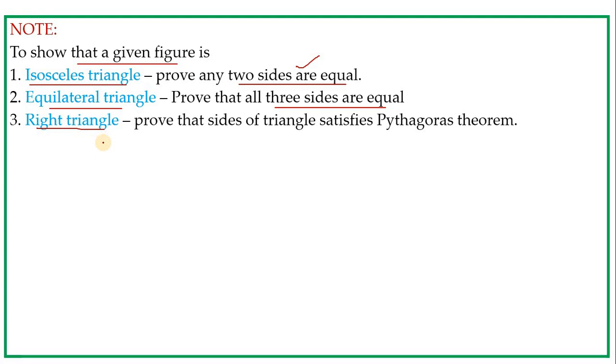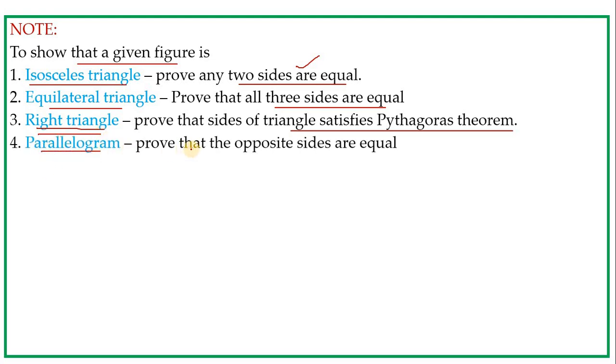To show a right angle triangle, we have to satisfy the Pythagoras theorem. And you know how to satisfy the Pythagoras theorem: the square of any one side is equal to the sum of squares of the other two sides. If we show this, we can easily say it is a right angle triangle. If it's not satisfied, it's not a right angle triangle. It may be any other type of triangle.